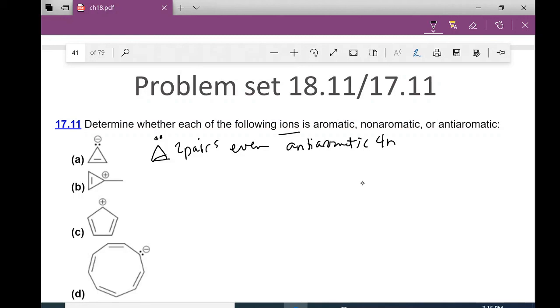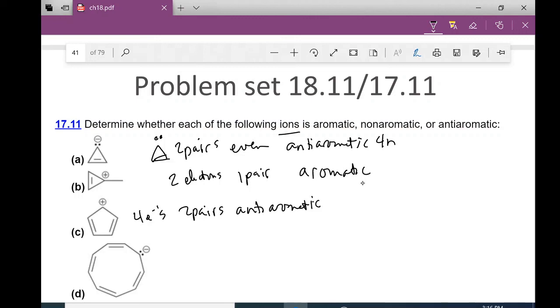What about this one? This is also a cyclopropenyl ionic species, but this is a cation in this case. So this has 2 electrons. So that's 1 pair. So it actually has an odd number of pairs of electrons, and so that molecule is aromatic. So for the next one, we have cyclopentadienyl cation, and so that gives us 4 electrons. That's 2 pairs, so that's anti-aromatic.